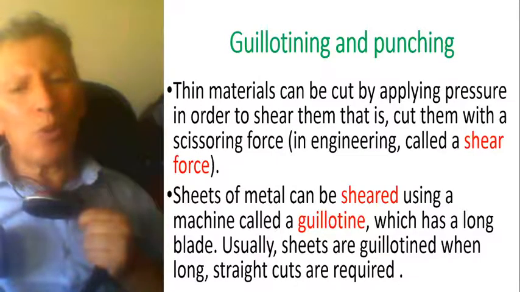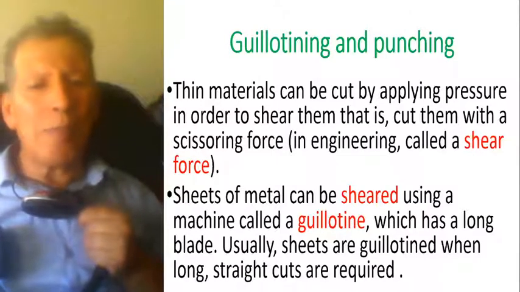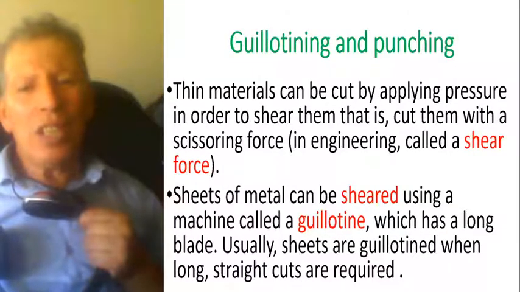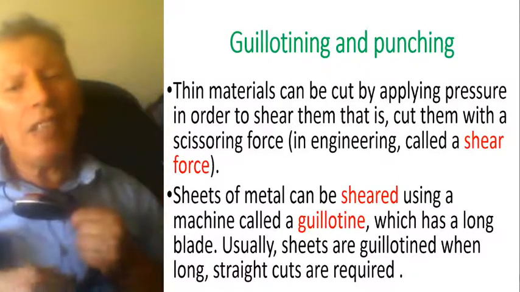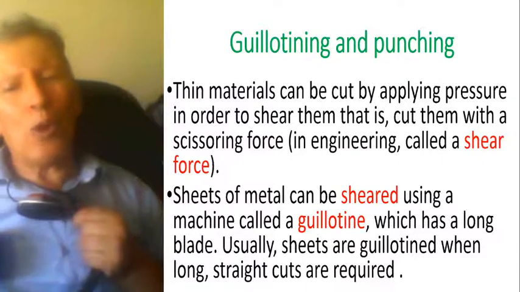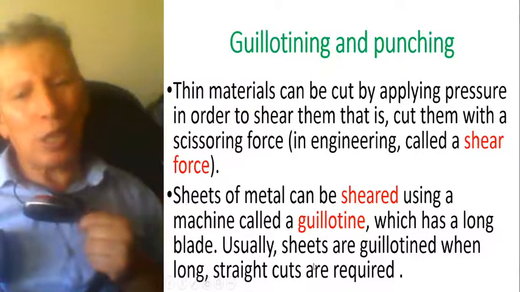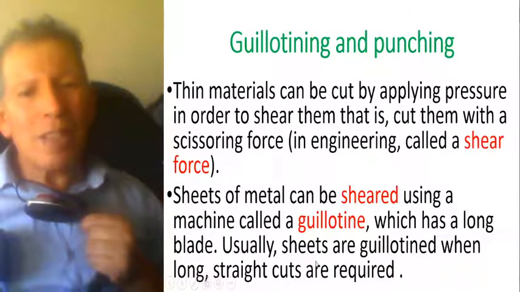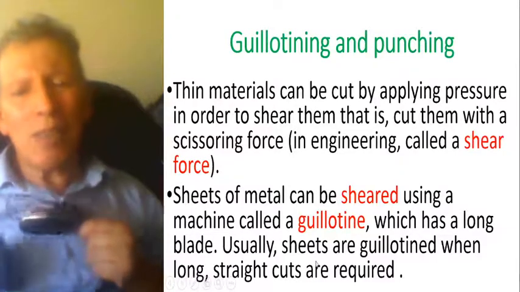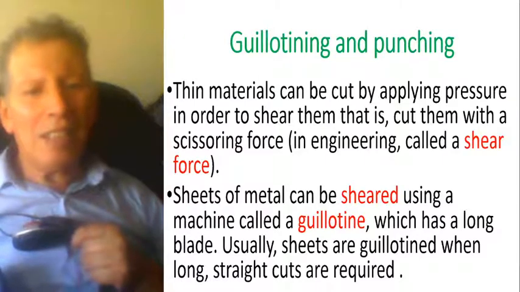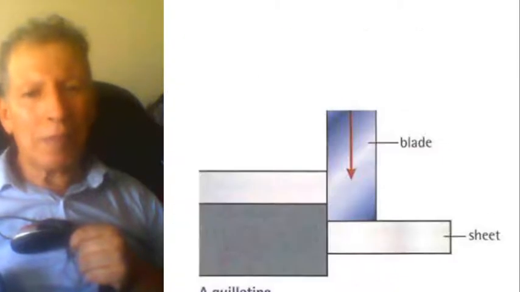using machines called guillotines, which have a long blade. Usually, sheets are guillotined when long straight cuts are required, especially when you need to cut in a long shape, not in angular shapes or circular shapes. Shears work better when you are cutting sheets of metal.